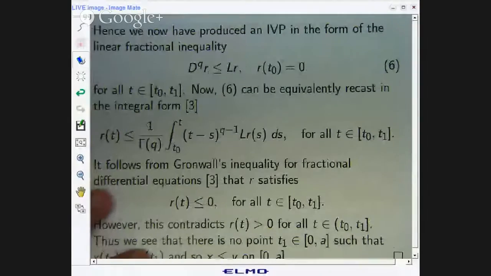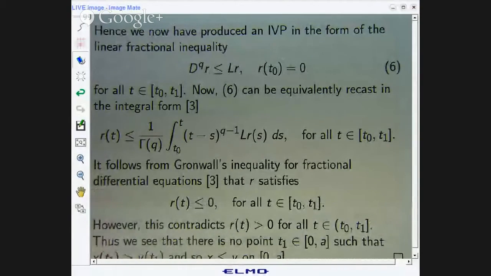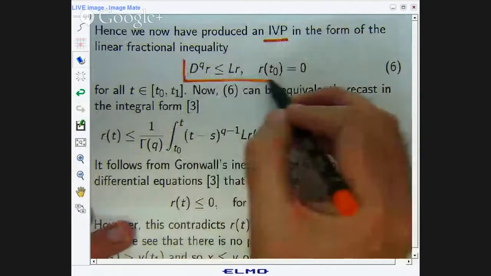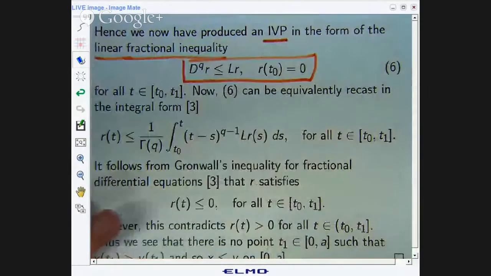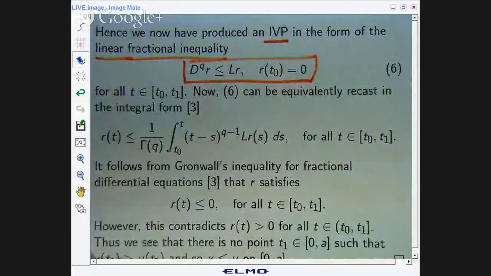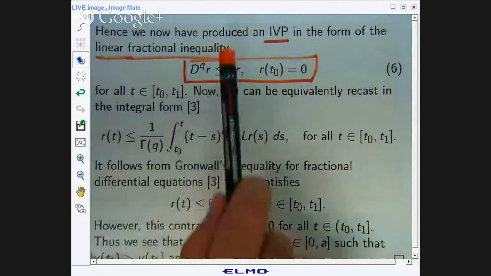Okay, so we've now got this differential inequality. What can we do with it? Well, we're going to use something called Gronwall's inequality, and I have papers and videos on that, and I can put the link in the description for that, or you can search my YouTube channel. So how does that work? All right, so we've produced, as I said, an initial value problem using an inequality, and it's a so-called linear fractional differential inequality.